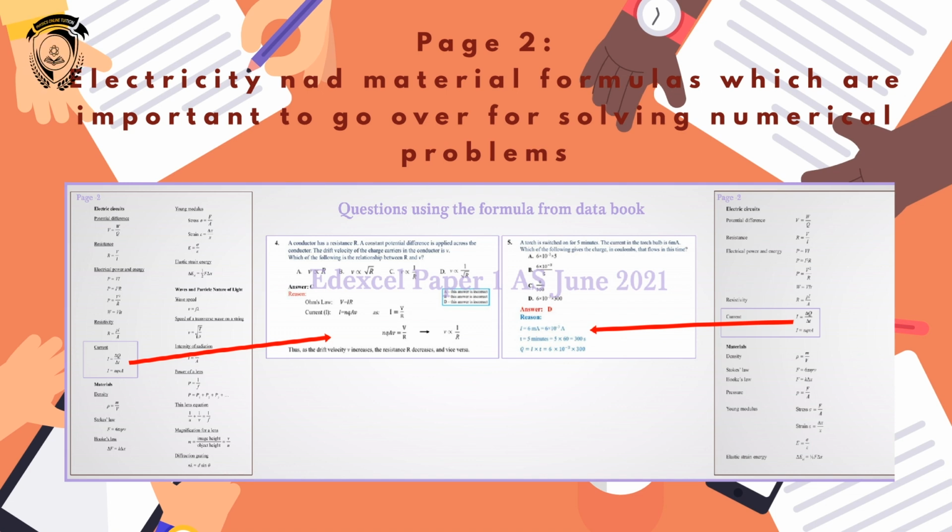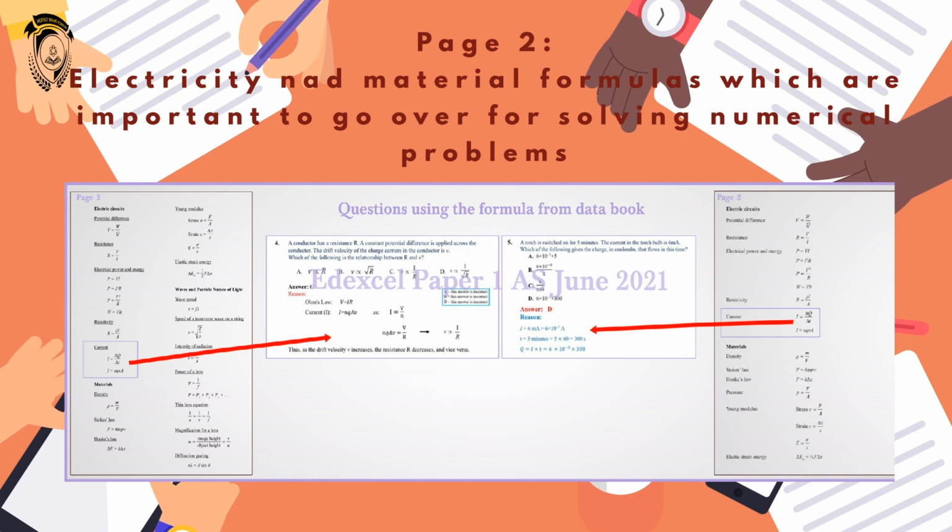And I have shown you one of the Edexcel Paper 1 of 2021, which is actually using the formulas directly from the formula sheet. You could have remembered it as well, but you can see in this question 4 here that if you just move on to the formula sheet, you can actually easily solve this question. So sometimes it's just the mastering of the formula sheet which will help you to answer the questions.